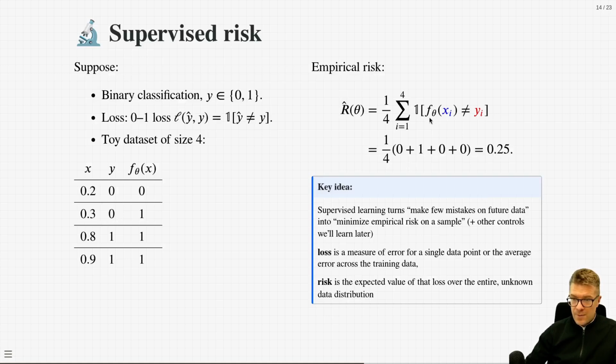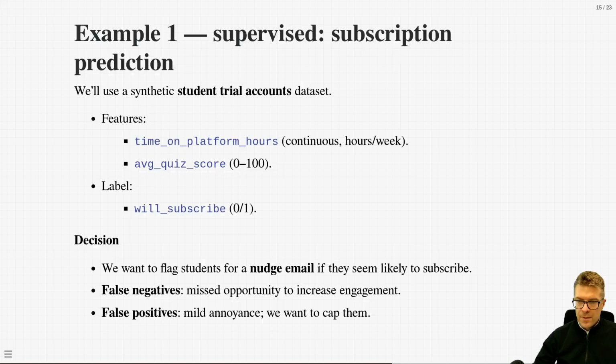Loss is a measure of error for a single data point, and risk is the average error across the training data. So in this case, we're doing this with this function, which I'm calling 1 here. But before we saw mean squared error in module 1. The loss function will change depending on what your task is. Again, the risk is the expected value of that loss over the entire unknown data distribution. It's somewhat probabilistic. It is calculated specifically for the training data, but it's a rough estimate for how much error one might expect in general if we kept on sampling more data.